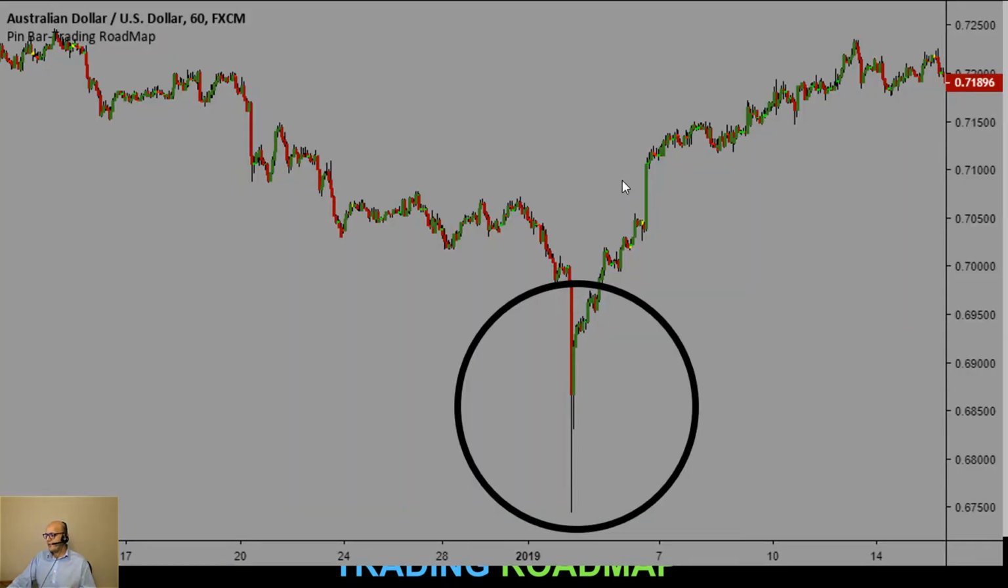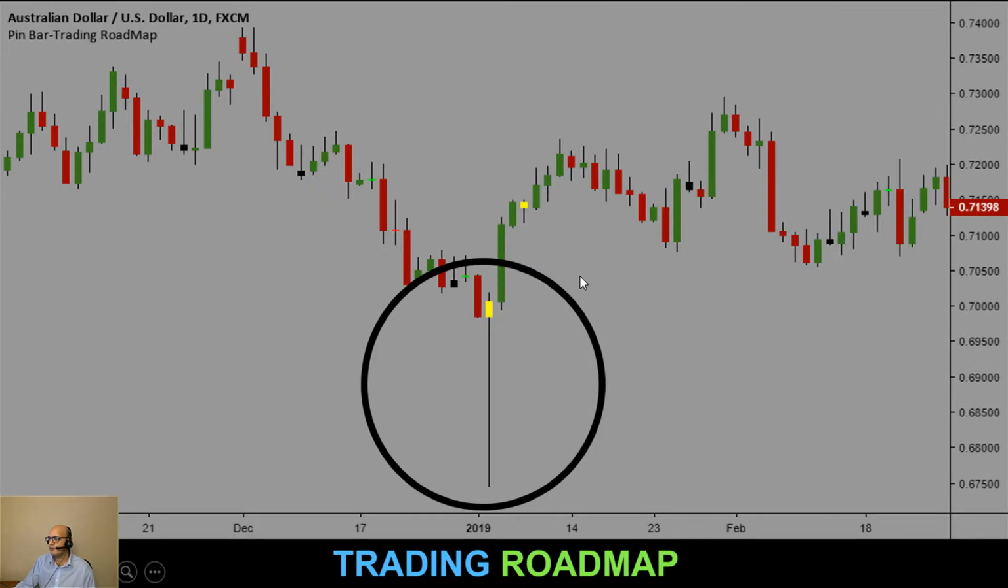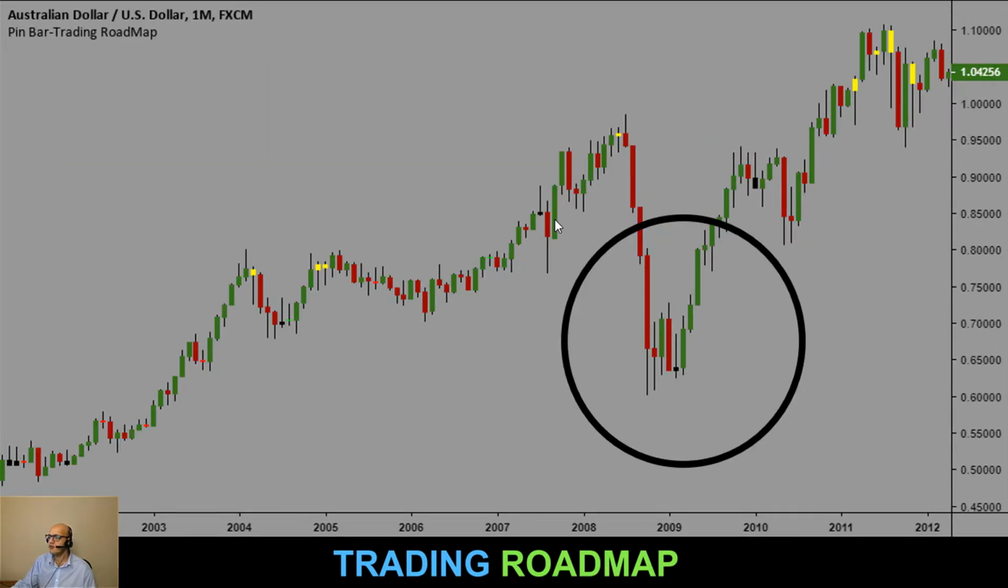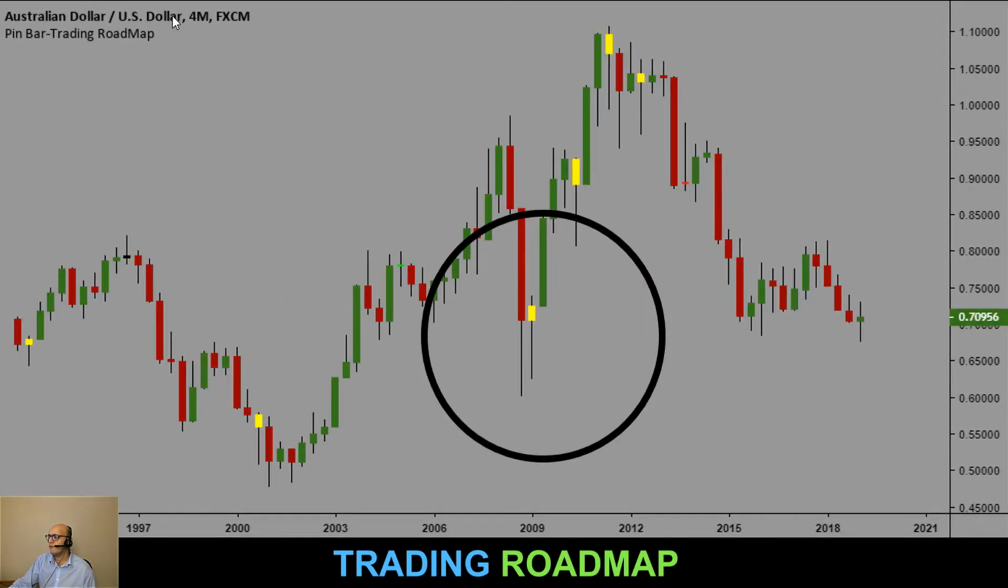I'll give you an example on the Aussie dollar. On a 1 hour time frame, that's a V pattern. And then if we go to the daily, you'll find a pin bar, and that applies for all time frames. Let's take the same for the Aussie dollar: that's a V pattern on the 1 month, the monthly chart, and then you go to the 4 month, you're going to find a pin bar.